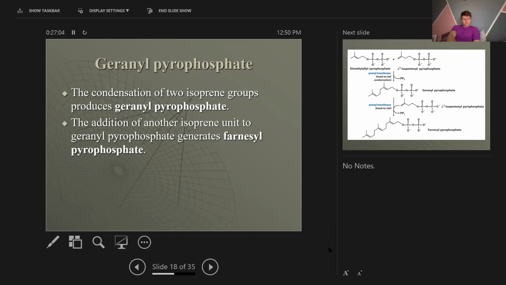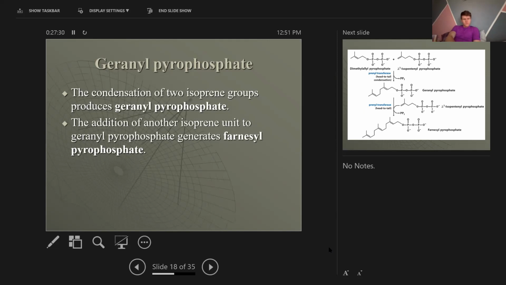Some books call this enzyme farnesyl diphosphate synthase. I don't like that name because the enzyme is a multifaceted enzyme that catalyzes more than one reaction. I like prenyl transferase much better because these are prenyl groups that keep getting transferred. So I like the prenyl transferase name better.